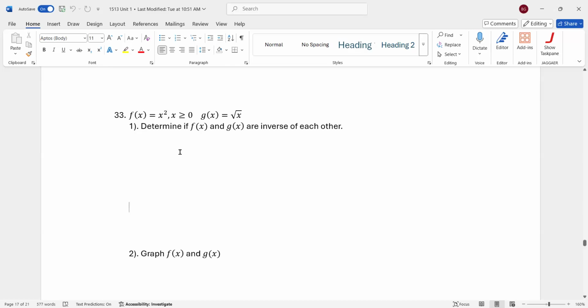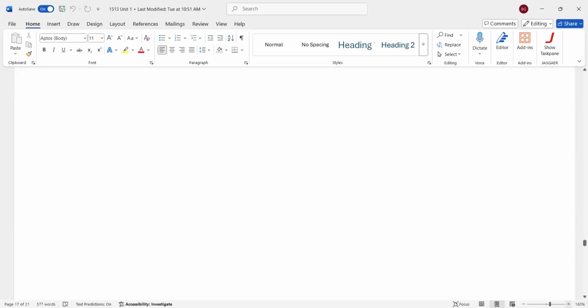F is x squared, but here the domain of the square function is not all real numbers. It specifies the domain is x bigger than or equal to 0, part of the parabola, not the whole parabola. G of x is the square root function, square root of x. And we need to determine if those two functions are inverse of each other. We're going to use the definition to make the decision.